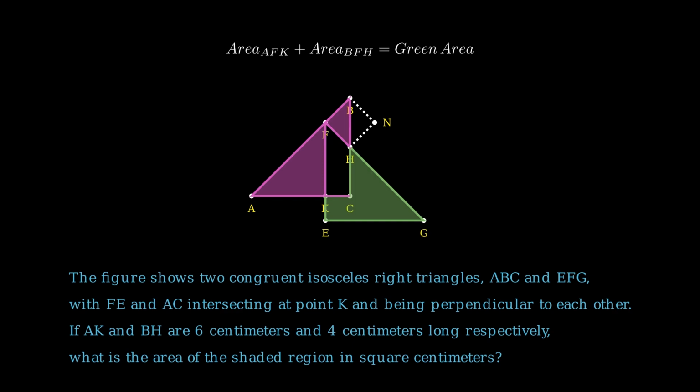Now we know the area of both triangles. When we add them up, it will make up the area of the green shaded part, which is 18 plus 4 equals 22 square centimeters. And that's the answer. And that gives us the same answer as using the first method.